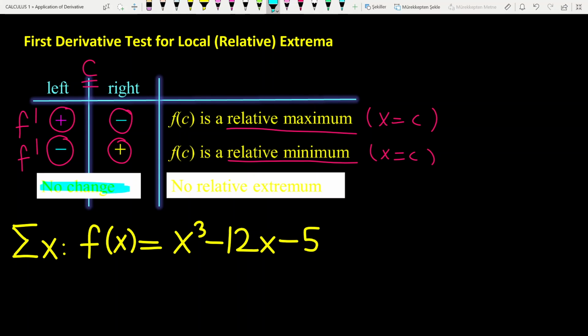If the third one, if the sign does not change, if you don't have any change when we talk about the sign of f prime, in this case we do not have any local extrema. If the sign of f prime is the same on both sides of the point C, in this case C is neither a relative maximum nor a relative minimum point.